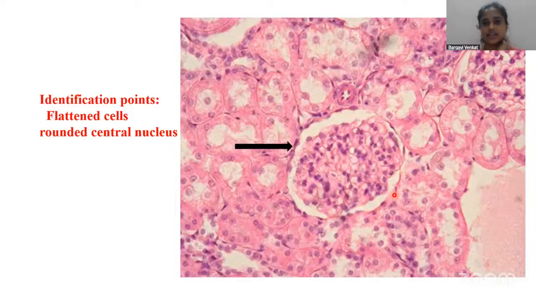This is one more example. This is the histology of the kidney, and this is your glomerulus. Glomerulus is seen in the center part of the kidney, and it helps in filtration. So for filtration to happen, you can see the simple squamous epithelium here. The identification points are flattened cells with a rounded central nucleus. All these are your simple squamous epithelium.